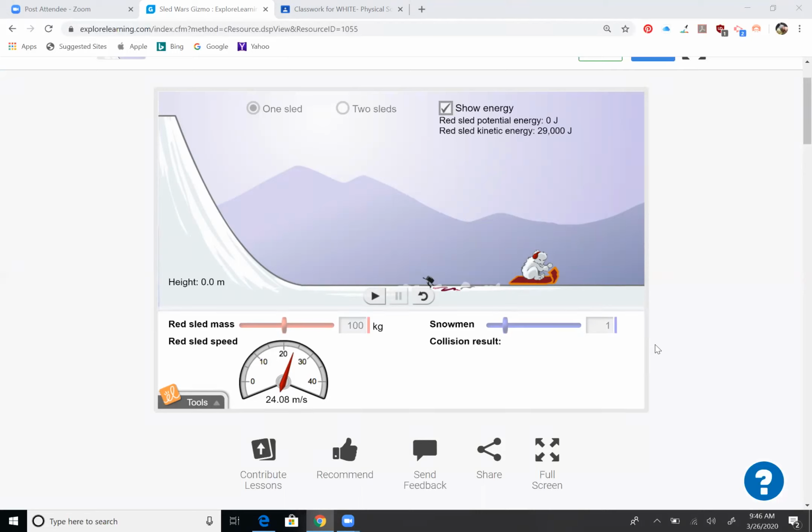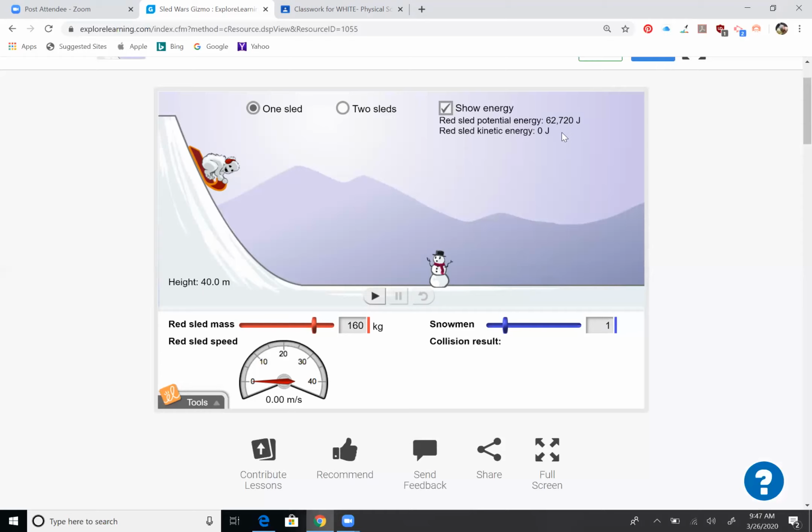All right, so now we're going to click reset. Drag the sled to 40 meters and set its mass to 160. We decreased by 10 meters, but increased by 60 kilograms. So what's the potential energy? We're at 60,720 joules. And how many snowmen do you think it can destroy?